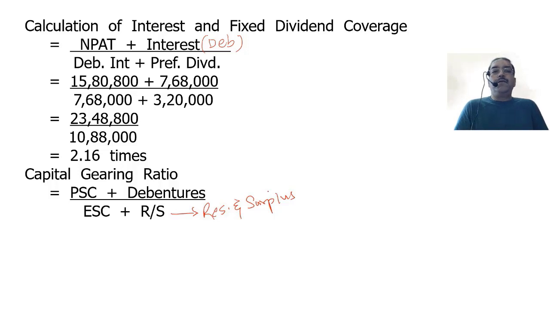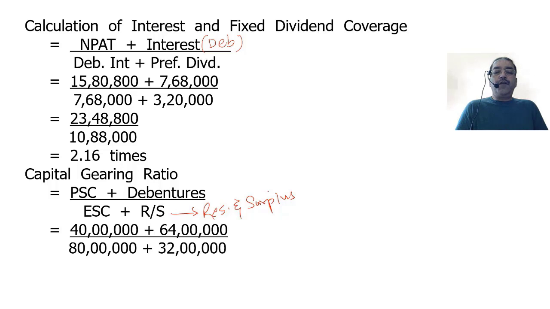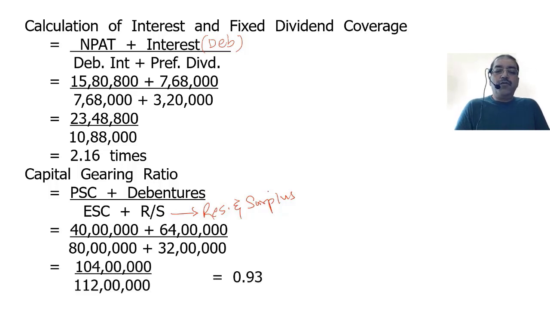Substitute 40 lakhs plus 64 lakhs divided by 80 lakhs plus 32 lakhs. Preference share capital is 40 lakhs, debentures are 64 lakhs. Total amount of equity share capital is 80 lakhs, reserves and surplus 32 lakhs. You get 1 crore 4 lakhs divided by 1 crore 12 lakhs, that comes to 0.93.